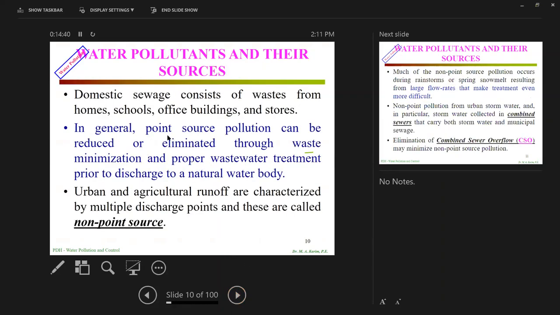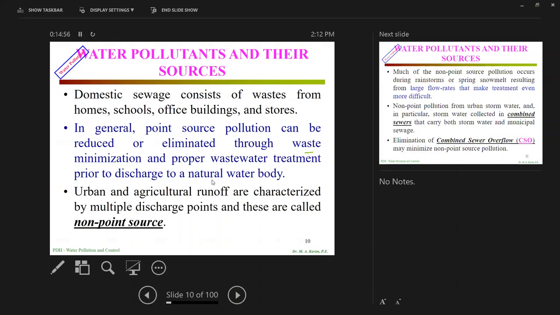And the other one, the non-point source, could be urban or agricultural runoff, characterized by multiple discharge points. These are called non-point sources, meaning we don't know exactly where it is coming from, because it's a combination of several sources and other things.